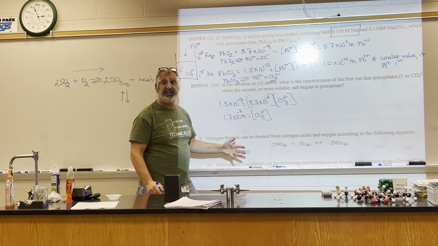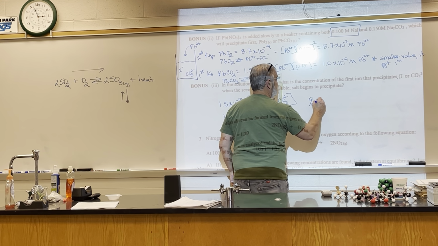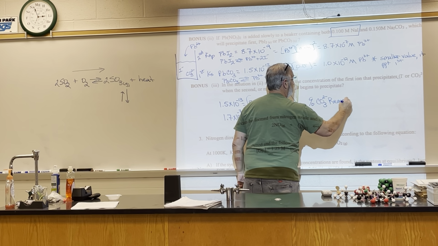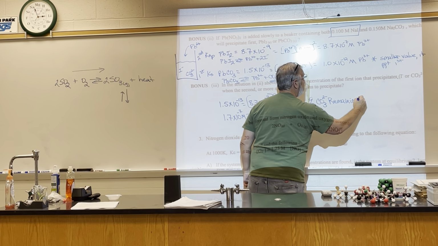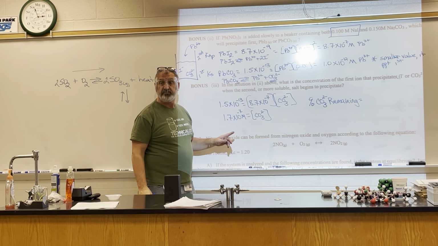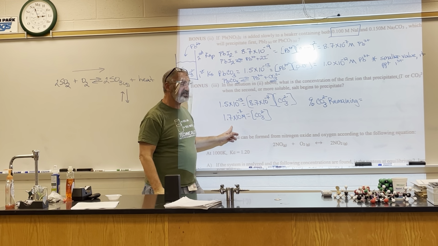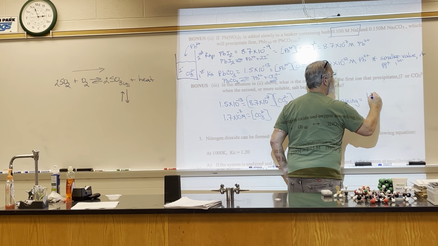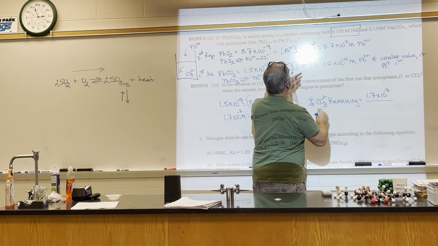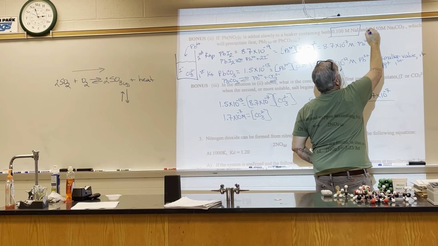Now if we want to do percent CO3 2- remaining, what do I do? Question didn't ask for this, but what would I do if I wanted percent remaining? What part? This is what's left. 1.7 times 10 to the minus 7 divided by the whole, well, we started with 0.15.